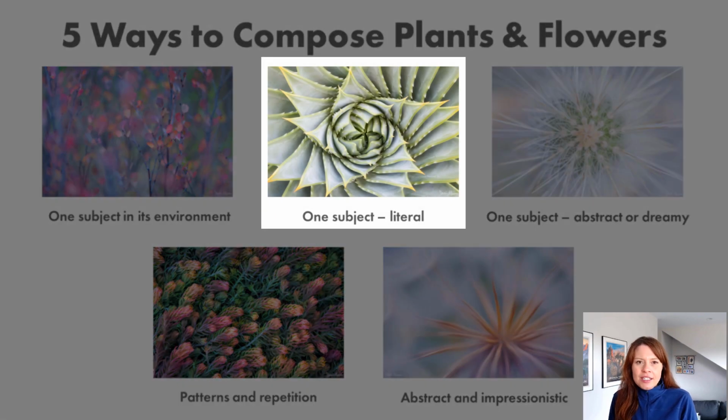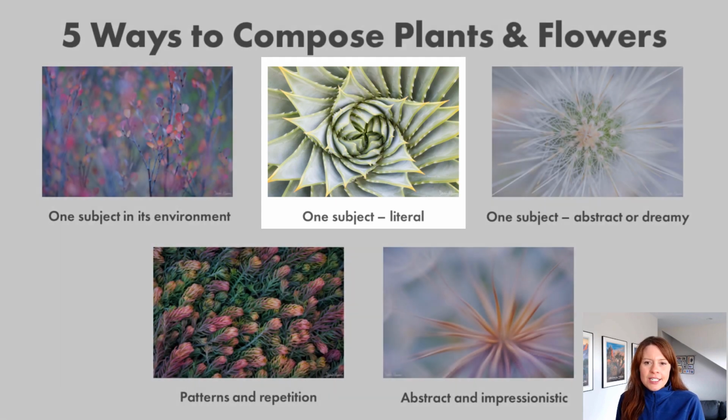The second way is to continue on the theme of a single subject, but get a lot closer to it, so that all you're focusing on is that single subject, and you're presenting it in a more literal way. In this particular example, the subject that you see here is a spiral aloe, which is a very rare plant in the United States, but it's one of the most beautiful specimens of succulent that I've ever seen. So here you can see that it's a very literal presentation, meaning that there are a lot of details and you can tell exactly what the subject is.